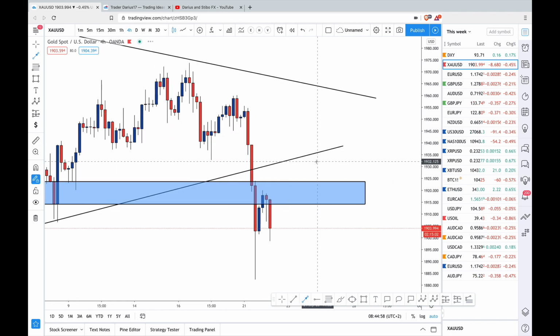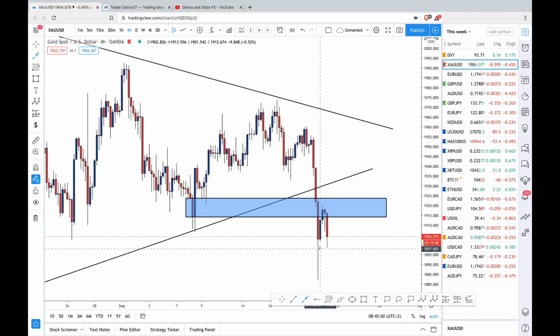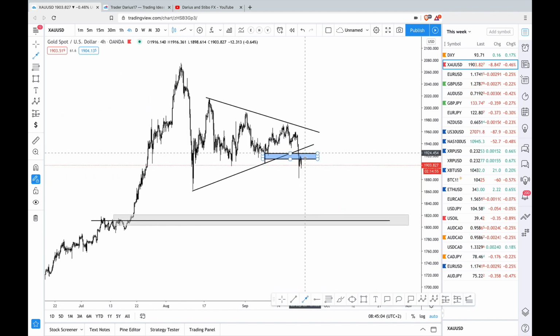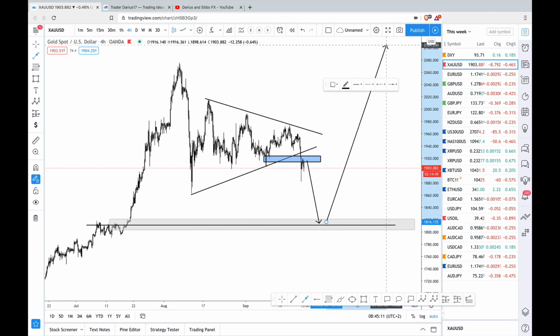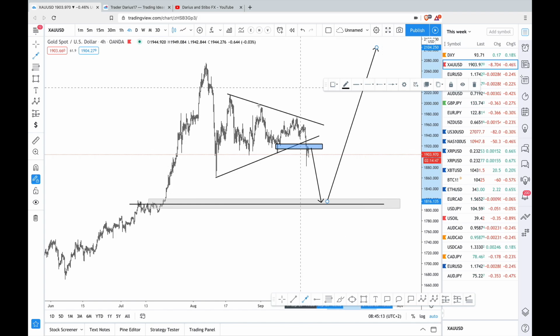And right now what we can see is, we broke through this demand zone, we retested it, and then we can now actually expect that the price is going to move till this daily demand zone. And then afterwards, guys, I do expect that we're going to get a massive move to the upside.